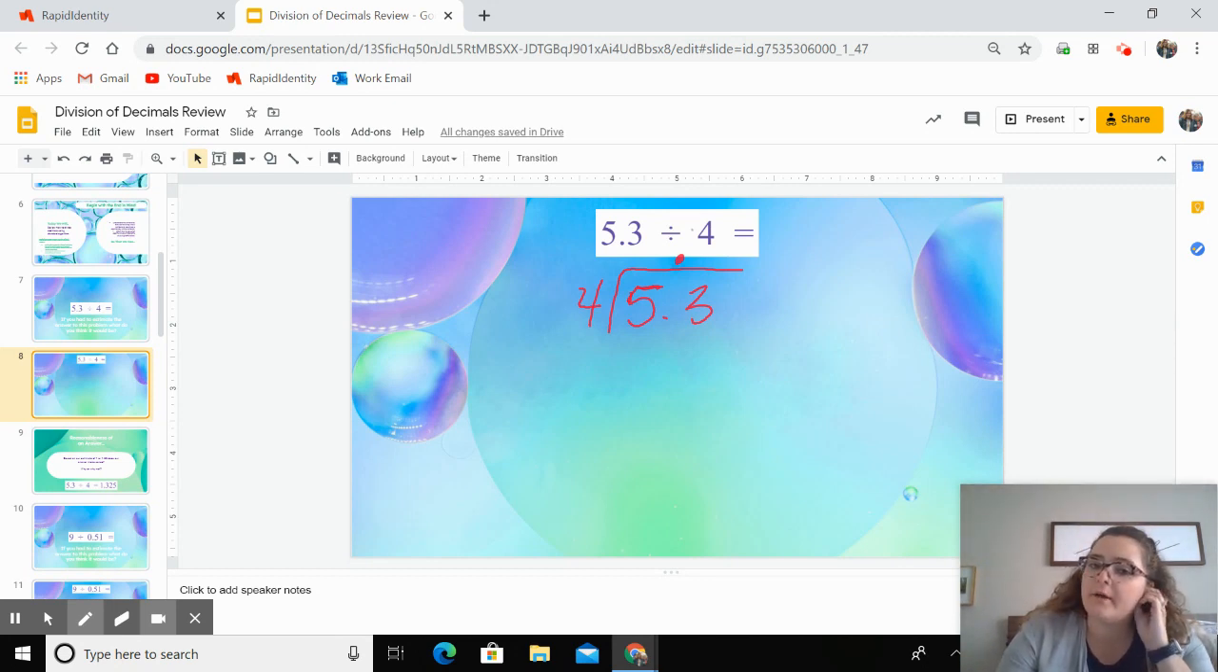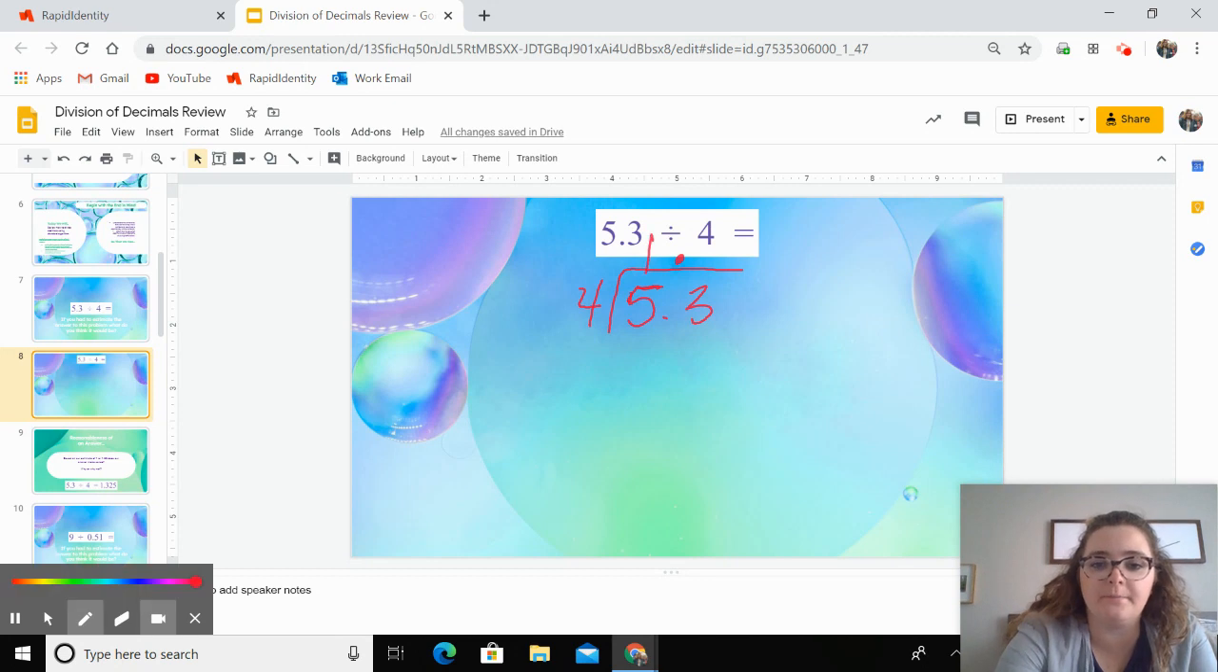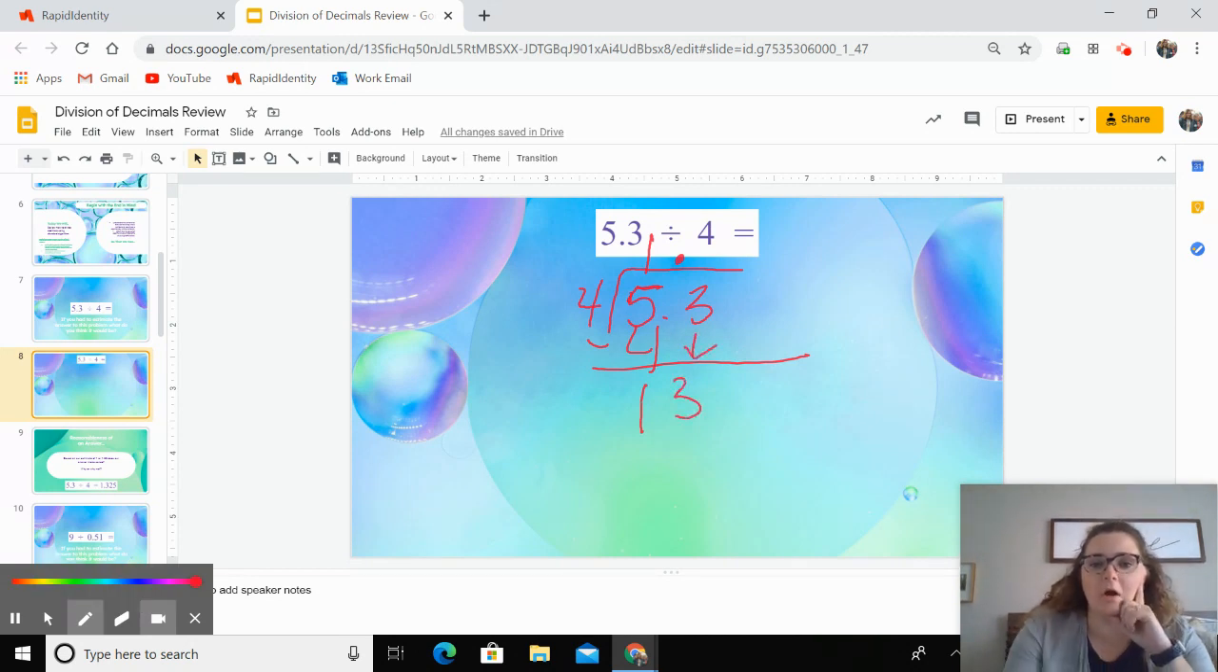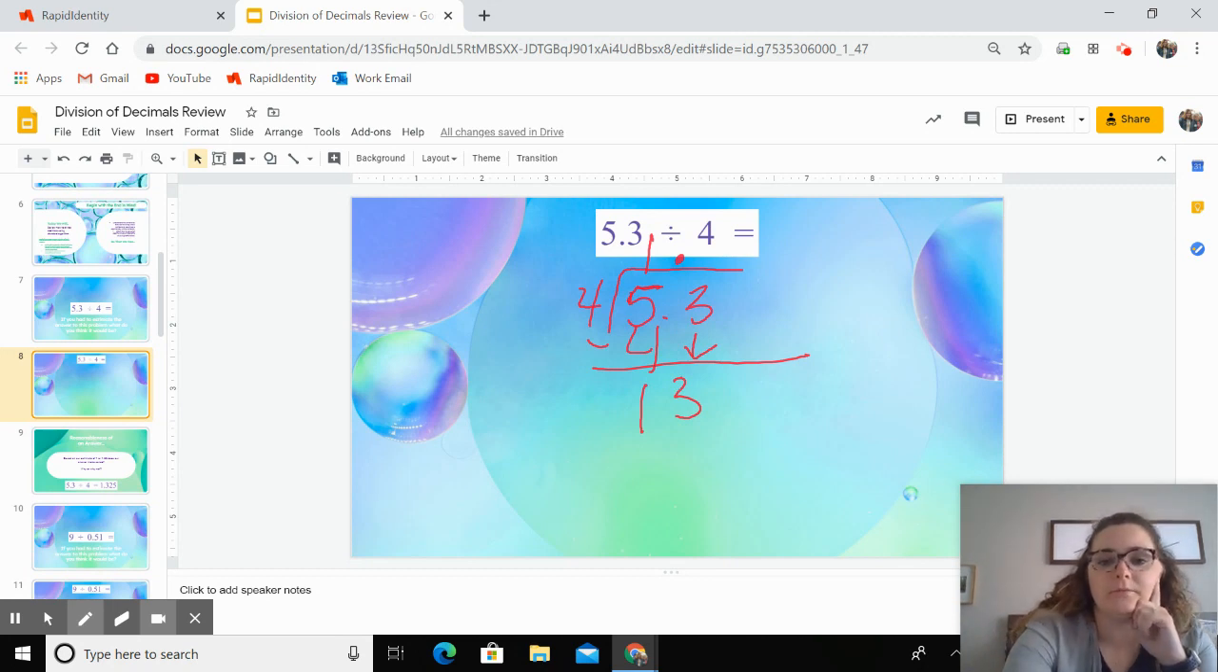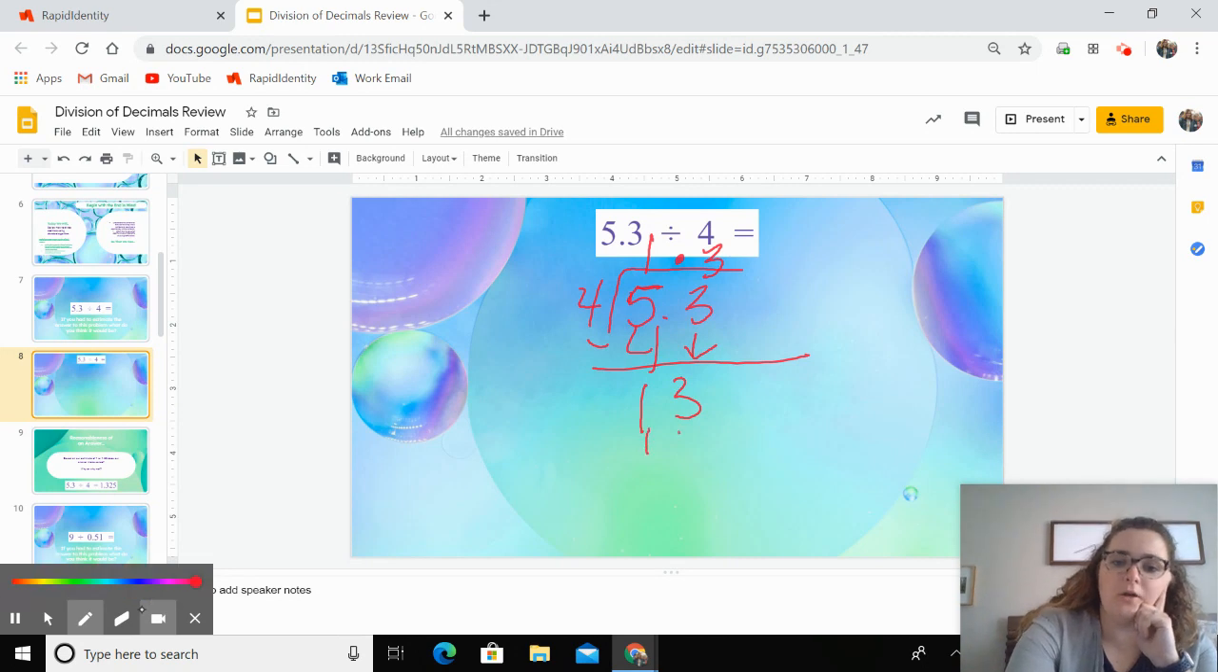So 4 going into 5, it can go in 1 time. 1 times 4 is 4. I subtract and I get left with 1. I'm going to bring down my 3 like regular division, and now I'm thinking about how many times can 4 go into 13? It can go in 3 times. 3 times 4 is 12. And then I'm left with 1 again.